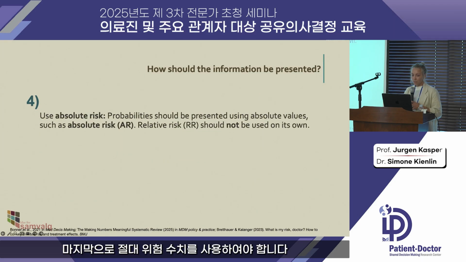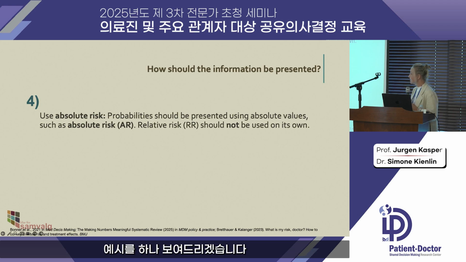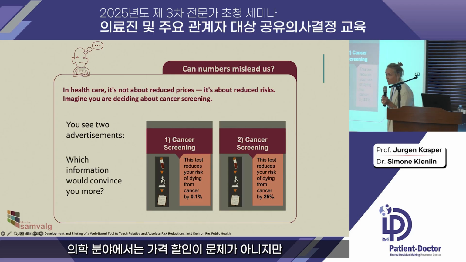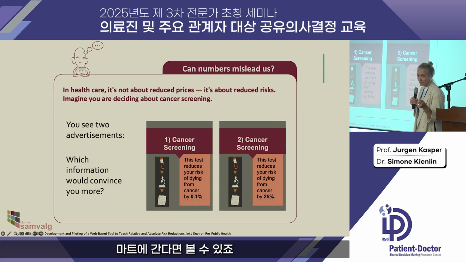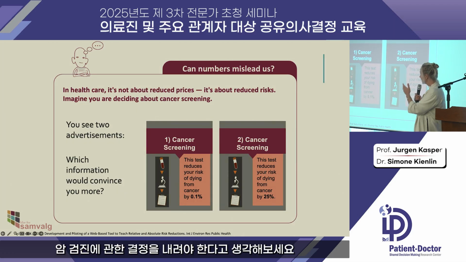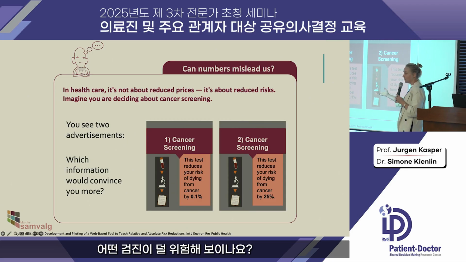Okay, and the last one is to use absolute risk, because probabilities should be presented using absolute risk versus relative risks. And I'm going to show you one example. So here, in healthcare, it's not about reduced prices. If you go to the shop, we're looking for reduced prices, right? It's about reduced risk. So imagine that you're deciding on a cancer screening. Which one looks better to you?